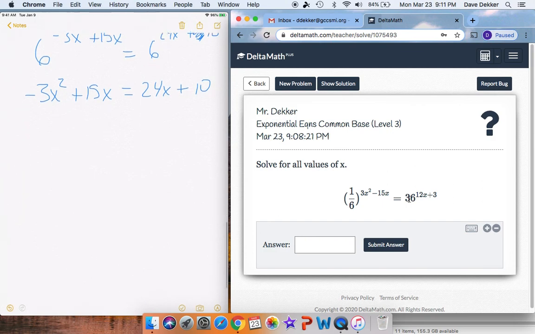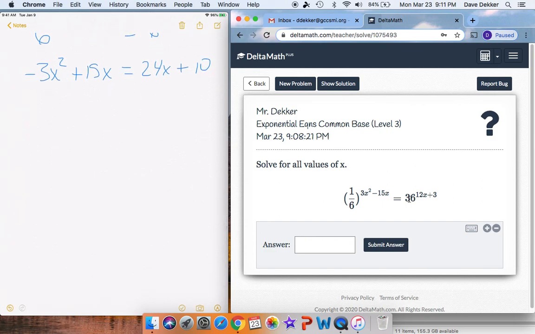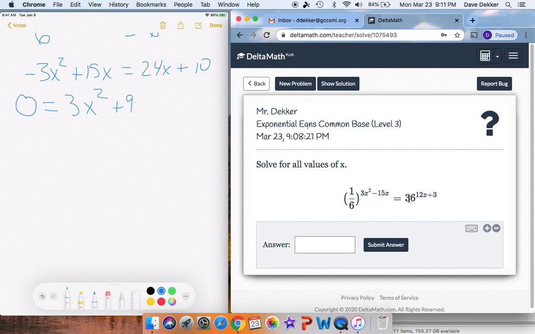Okay, so now I need to figure out how I solve and show that these two things are exactly the same. Ideally, going back to what we just wrapped up right before this little break, I need to get one side equal to 0. We're solving a quadratic. I really want that 3x squared to be positive, so I'm going to move everything to the right side. So 0 would equal 3x squared. If I subtract 15x from both sides, that means I have a 9x left over, and I'm going to be adding 10 to that.